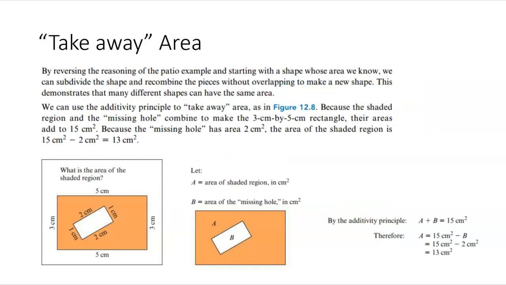We can also take away area. So in this example here, we have the area of this rectangle, and then we want to take away the area of this rectangle. And so we can say, all right, well, A plus B, this plus this, is equal to the full area, which is 5 by 3 or 15 square centimeters. So that's 15 square centimeters, take away the area of B. And then we can find B and figure that out as well.